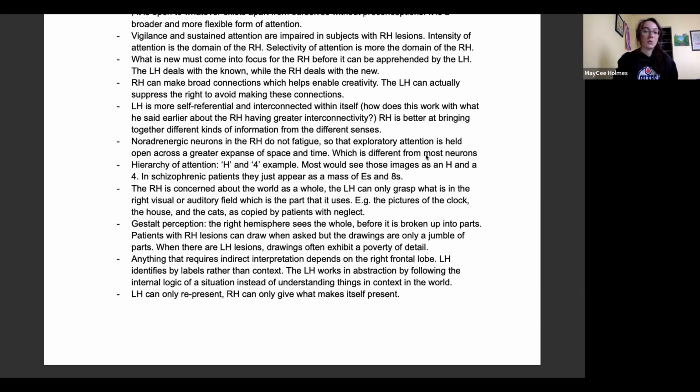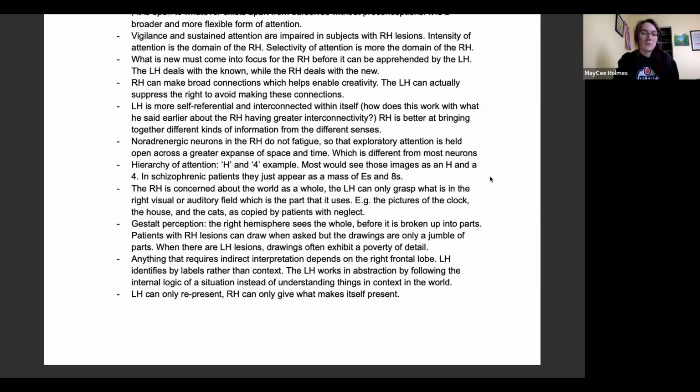The left hemisphere is more self-referential and interconnected within itself. How does this work with what he said earlier about the right hemisphere having greater interconnectivity? The right hemisphere is better at bringing together different kinds of information from the different senses. Noradrenergic neurons in the right hemisphere do not fatigue, so that exploratory attention is held open across a greater expanse of space and time, which is different from most neurons.